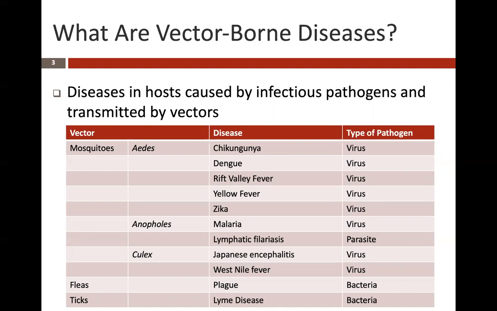The table here shows a partial list of some of the diseases that are transmitted by different vectors. So for instance, the Aedes mosquito transmits diseases like chikungunya, dengue, Rift Valley fever, yellow fever, and Zika, all of which happen to be viruses. But to just give another example, fleas transmit the plague, which is caused by bacteria. Now, in this talk, I'll be focusing mostly on mosquitoes because that's where most of my work has been in this general area. In fact, specifically the Aedes mosquitoes and some of these viruses and diseases that you see listed here.